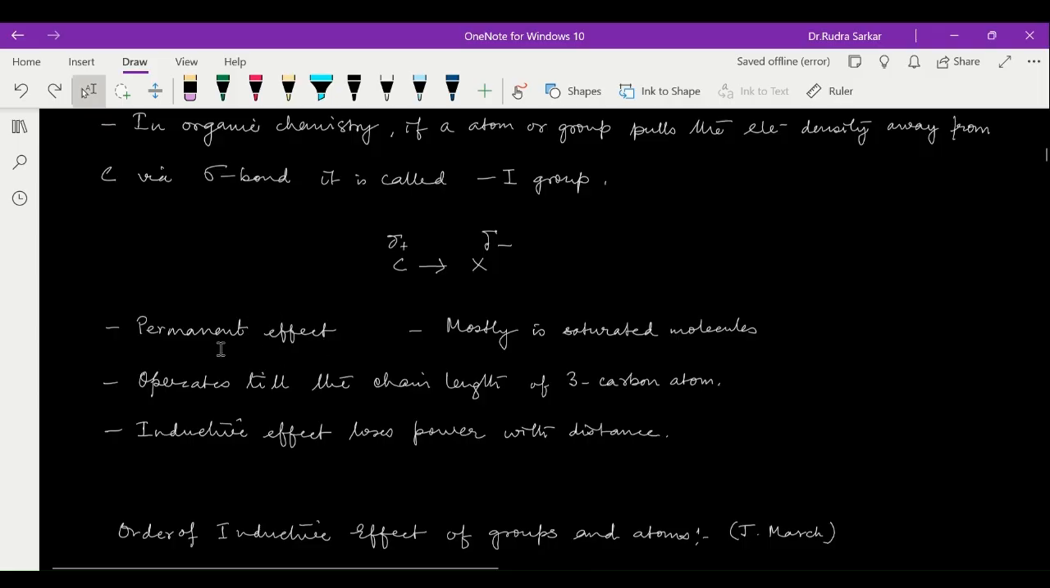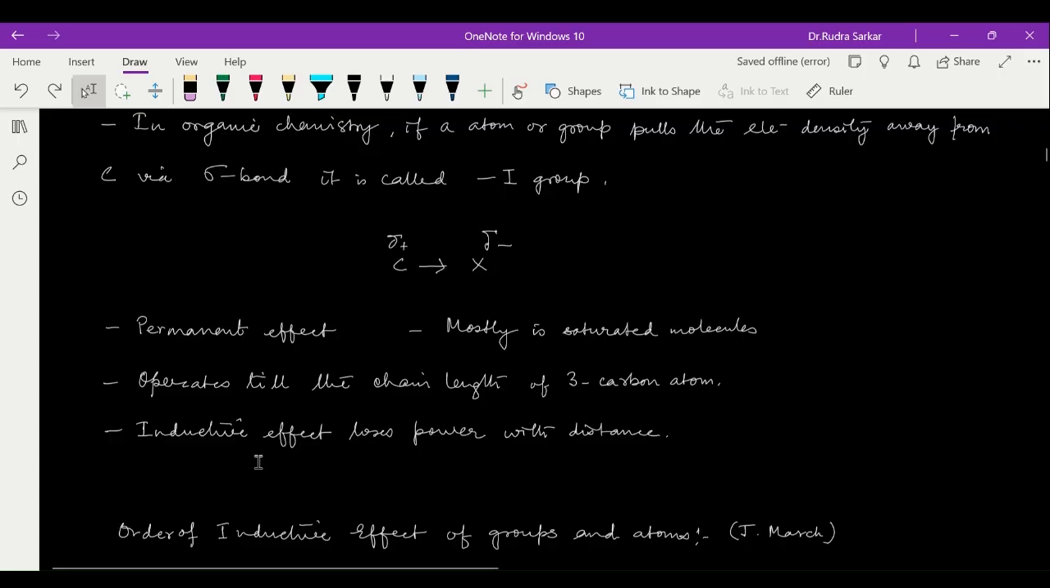So minus I effect is a permanent effect, always operating, not under the influence of something, always there, present. Mostly in saturated molecules, that means the ones that are having sigma bonds, it operates till the chain length of three carbon atoms. Imagine you have a carbon here, another carbon at this position, till here, and then on the fourth, someone here, here it ends. So it is a weak effect, not a very powerful effect.